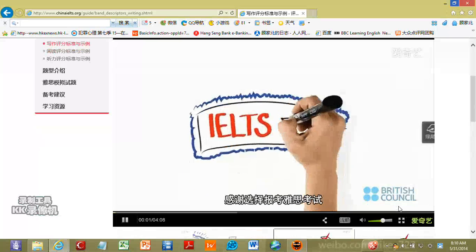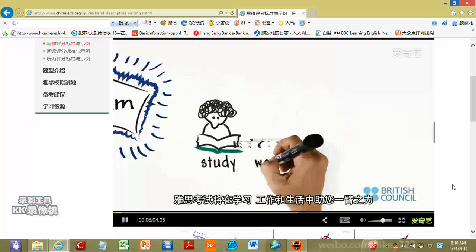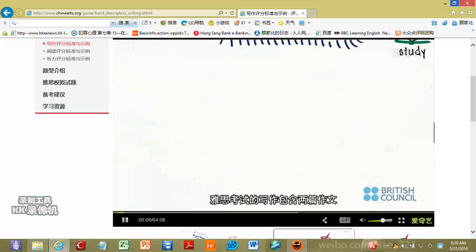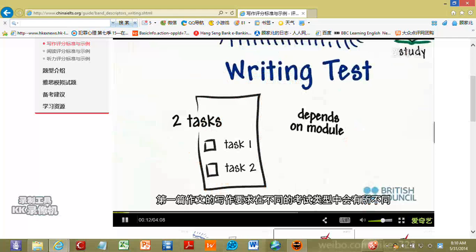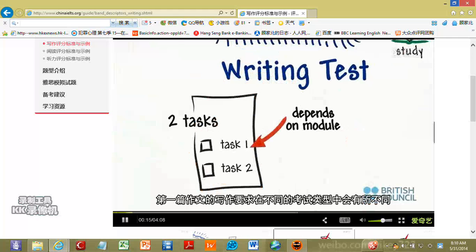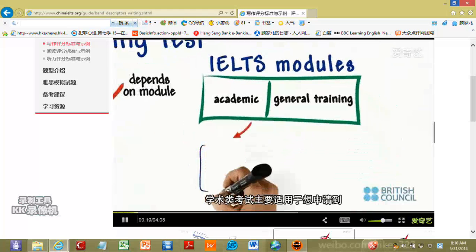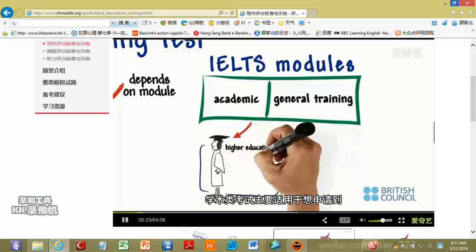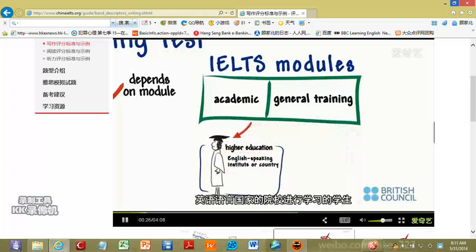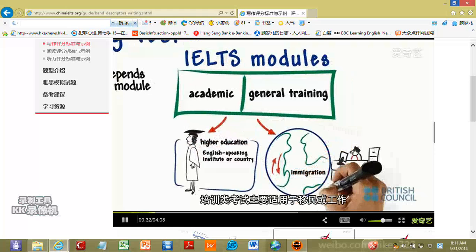So, you've decided to take the IELTS exam. Good for you. It's the test for study, work, and life. The IELTS writing test is divided into 2 tasks. The first task differs depending on the module you are taking. There are 2 IELTS modules. The IELTS academic module is generally taken by anyone intending to pursue higher education studies in an English-speaking institute or country. The IELTS General Training module is generally taken for immigration or employment purposes.